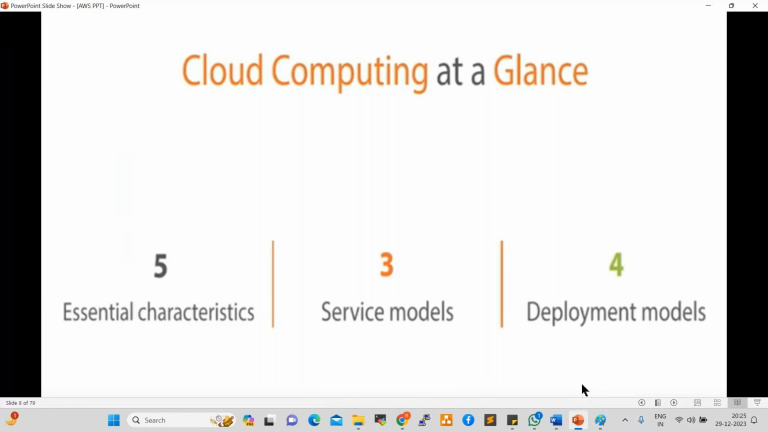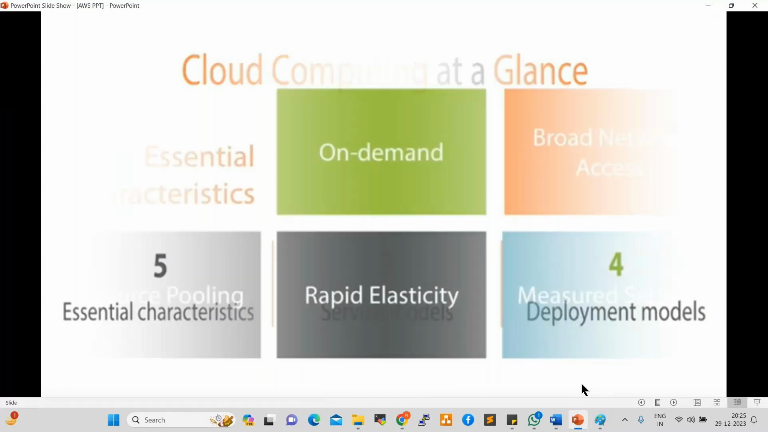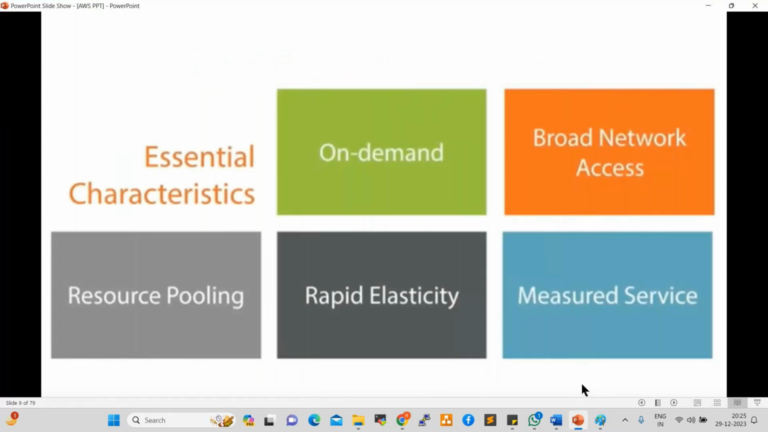Five essential characteristics are there, three service models are there, four deployment models are there. Five essential characteristics. What are those? Let us try to understand. See here, the first one is on demand. What is on demand? We discussed already.